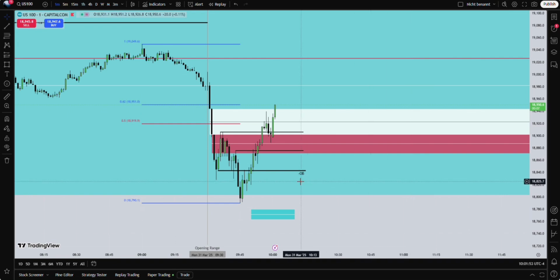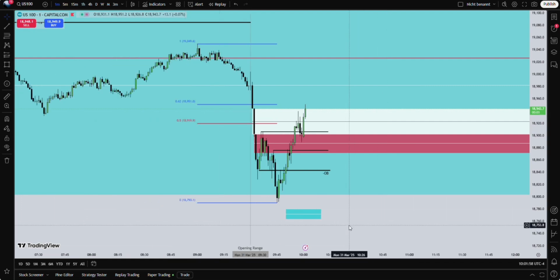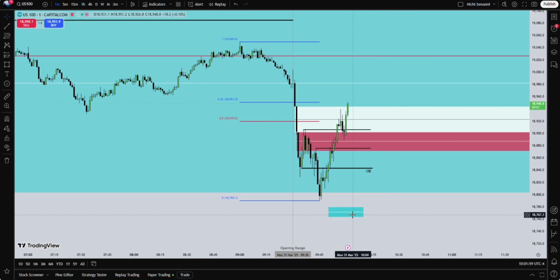So it seems like it actually wants to go to the upside, so let's see what it's gonna do. But as I said before, we're still inside of the macro, so don't worry, just wait and absorb and see what the price is gonna do.